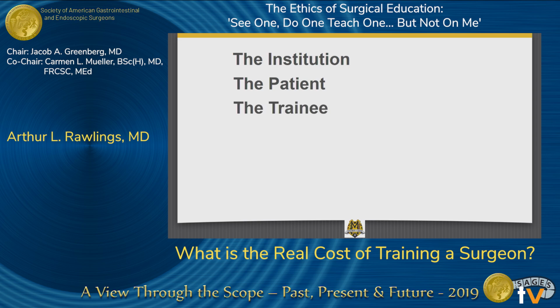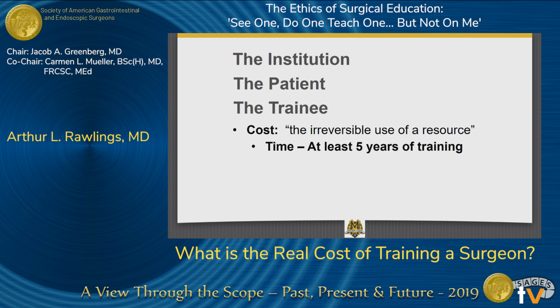But what about the trainee? What's the cost of the trainee? When it comes to the irreversible use of a resource, the very first thing is time. If you're in the American system, it's going to take at least 5 years of training. The American Board of Surgery has made that very clear, that you have to put in 5 years of training.